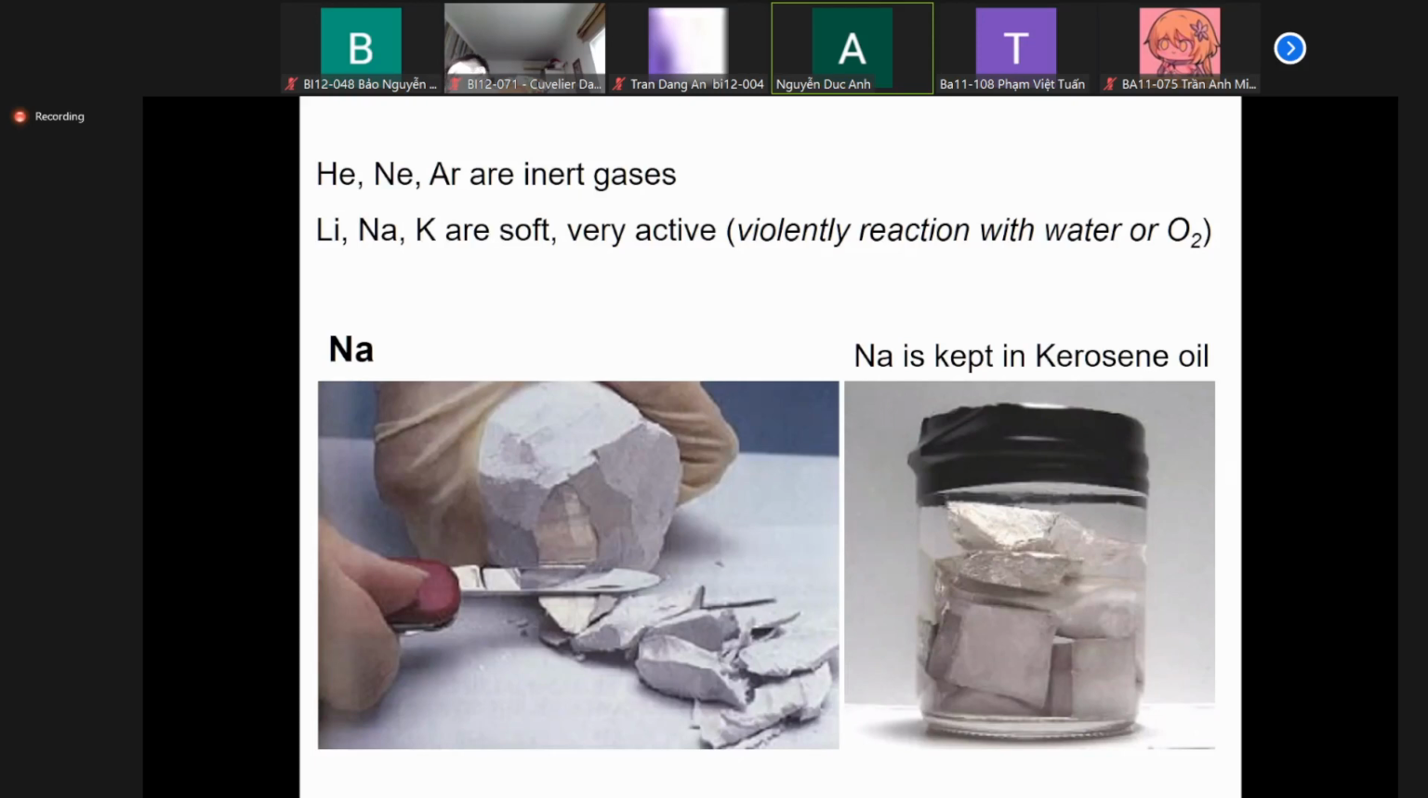On another side, you have some elements like helium, neon, or argon. They are inert gases. This means that they cannot react with anything.